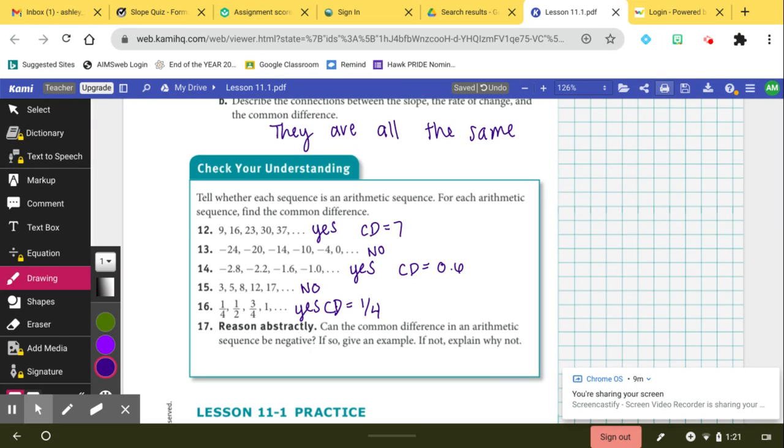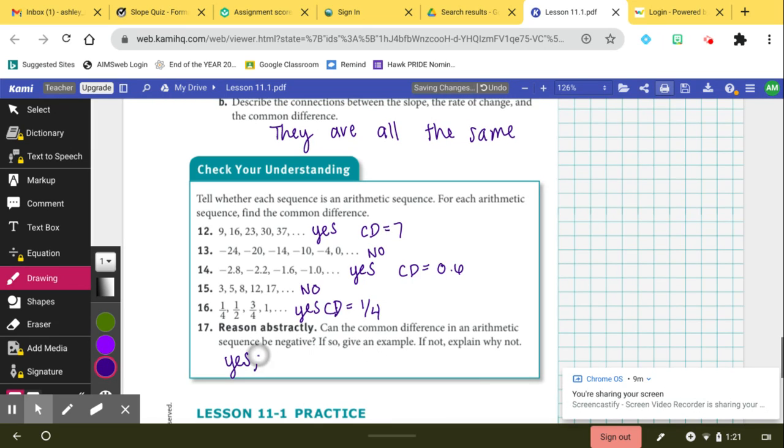And it says, can the common difference in an arithmetic sequence be negative? If so, give an example. If not, explain why not. So yeah, it can be. We can be going down. We can be adding a negative. So an example, what if we had -8, -10, -12, -14? Each time we're going down by 2, so my common difference would be negative.